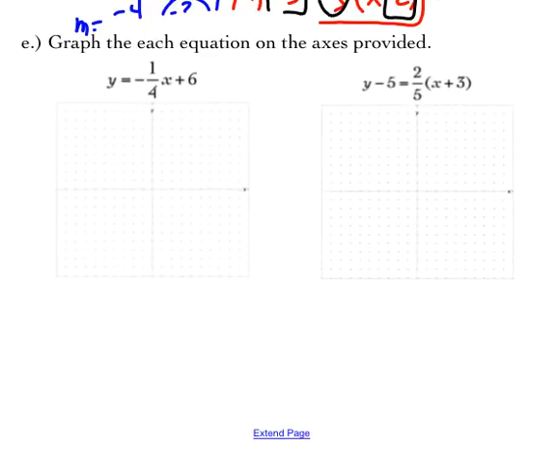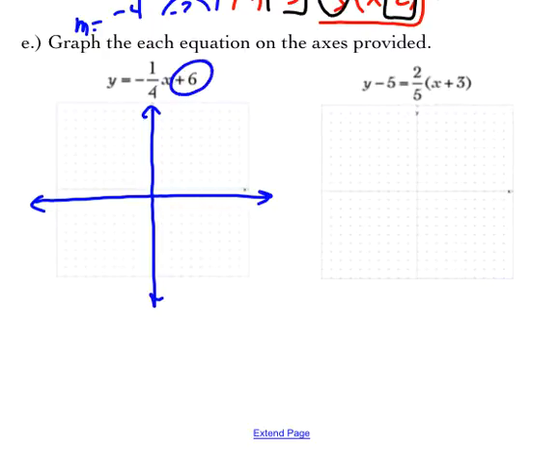Alright, so E, graph each equation on the axis provided. These did not show up real well, bummer. But you ought to be able to see these on yours a little bit better. I might just sketch this in real quick. So here I have negative 1/4 x plus 6.